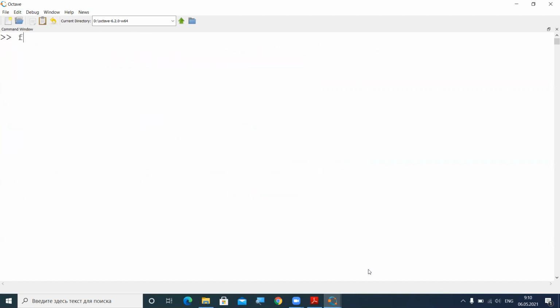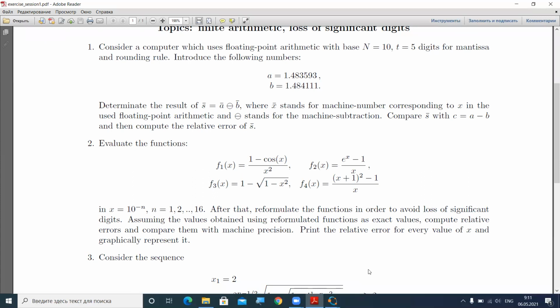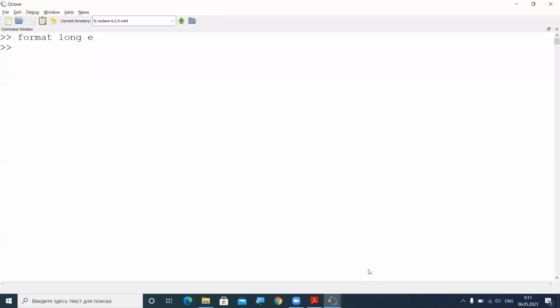Okay, let's use format long E here. We can use any other formats also, but when we use format long E, there will be more digits after the decimal point. So we have 16 digits here. However, we have n from 1 till 16. You can see x goes from 10 to the power of minus 1 till 10 to the power of minus 16. So we need these digits, and that's why we'll use format long E here.